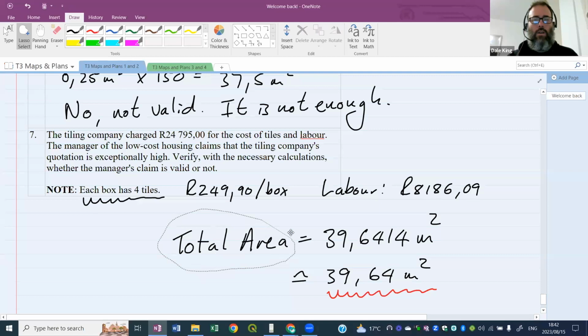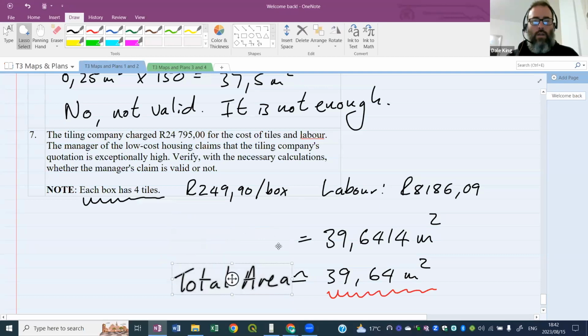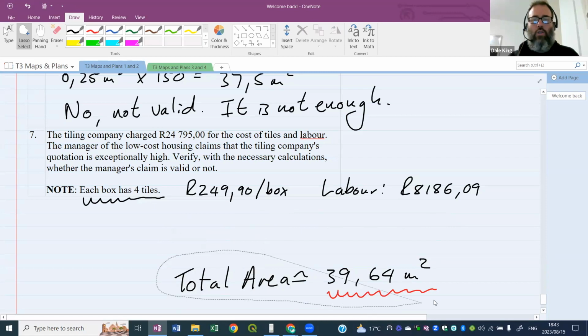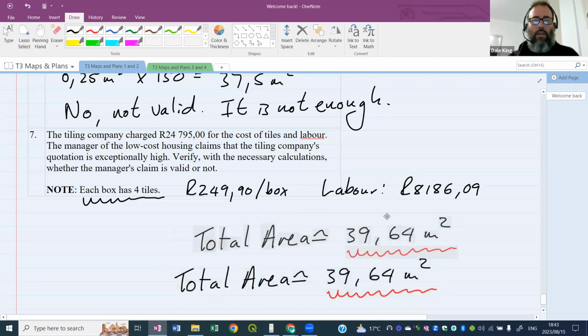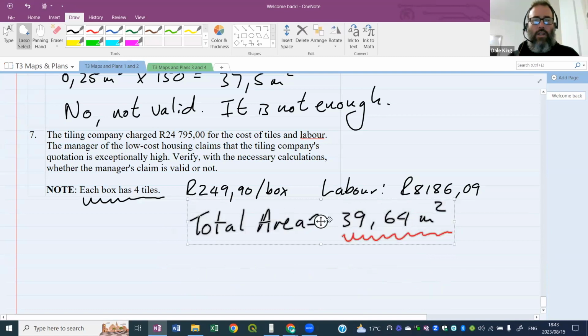So you guys are pretending to be business people or owners of this house, and you're trying to check, is this guy's quotation correct? Is it too high or is it not too high? You will do this when you own a house one day. You will do this calculation. It is applicable. It's contextual. It's relevant to you, what's going to happen to you in the future. So start practicing now. You need to check if this quotation is actually valid or not. There's all the information you need. All right. I'm giving you 5 minutes.